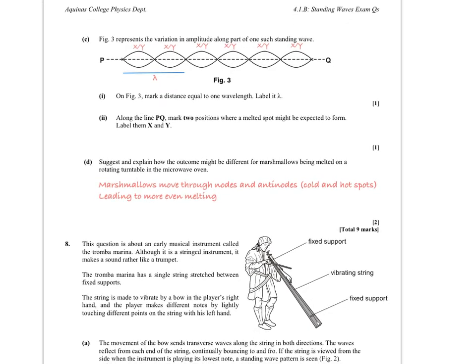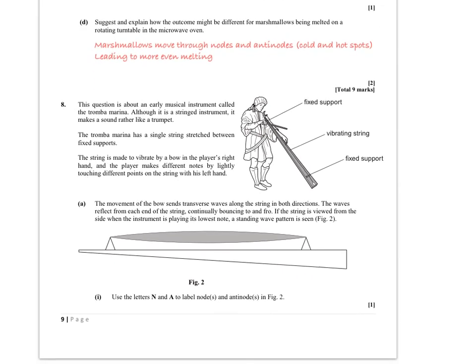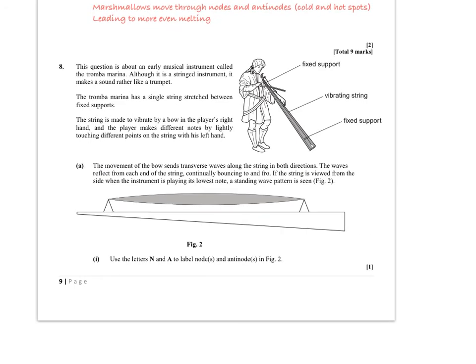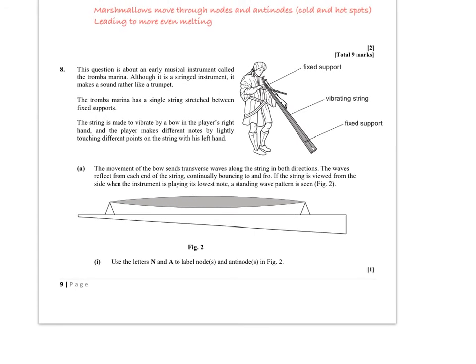For question 8, we've got a tromba marina, an early stringed instrument. It makes it sound like a trumpet. And it's a single string stretched between two supports that can be made to vibrate with a bow. So kind of a very simple violin, I suppose.